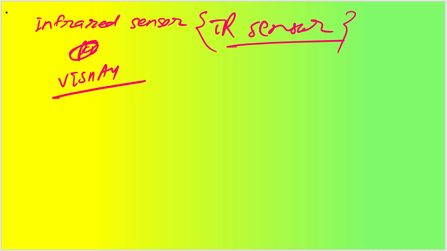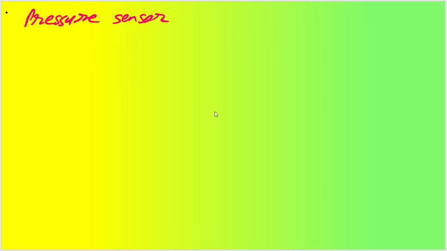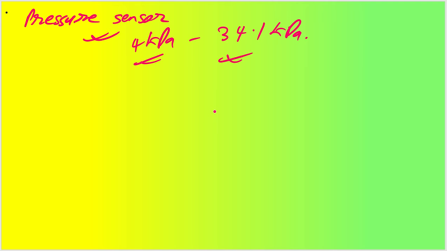Now let's move to list out other parameters. Let us say we have to have an interface of our pressure sensor. So for the pressure sensor, you find a component which will be utilized for your pressure sensor application. It can vary from, let us say, 4 kilopascal to, let's say, 34.1 kilopascal or something like that, based on the application that you are going to utilize.